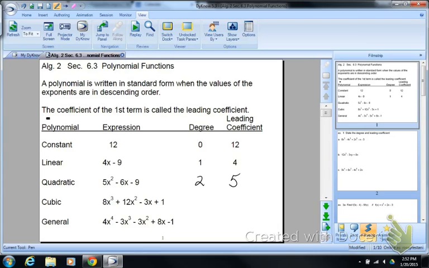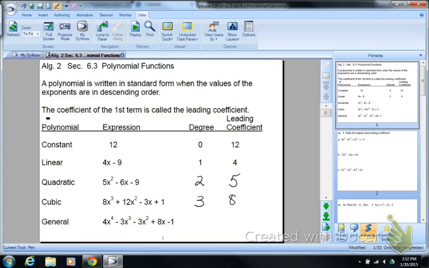A cubic function has 8x cubed. Here's an example: 8x cubed plus 12x squared minus 3x plus 1. What is the degree here? 3. And the leading coefficient is 8.